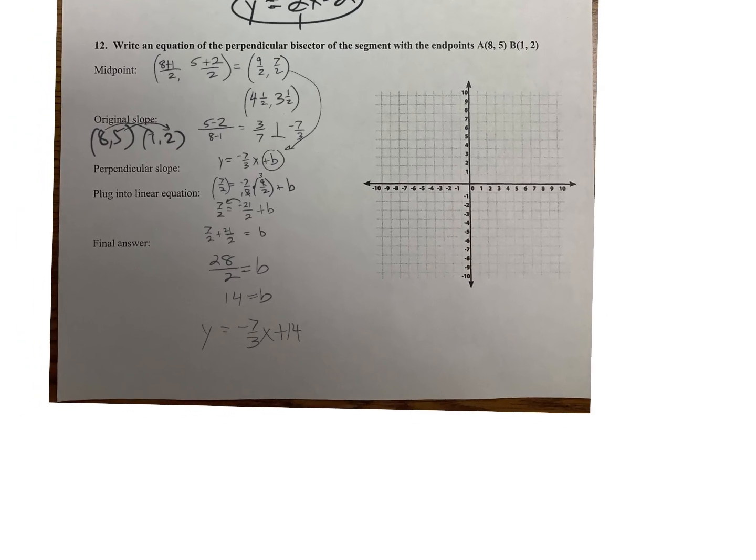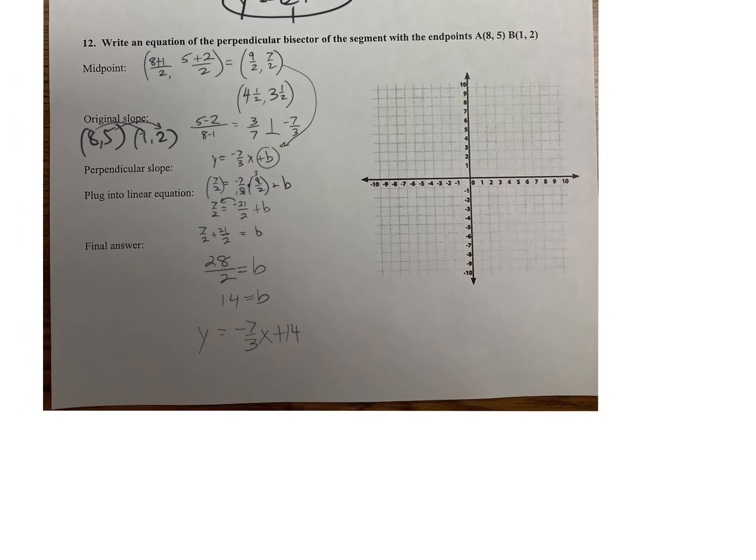Okay, the 2 points, let's do those first. 8, 5. 1, 2, 3, 4, 5. There's A. And B is at 1, 2. And our midpoint was at 4 1/2 right here. And then up 3 1/2. 1, 2, 3, right in the middle of that box.